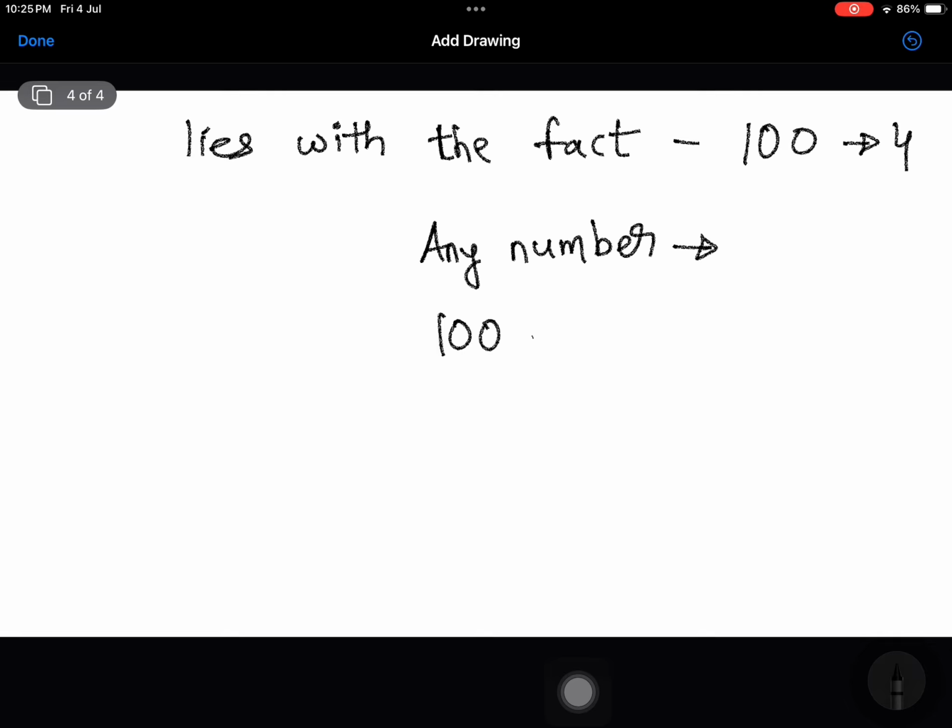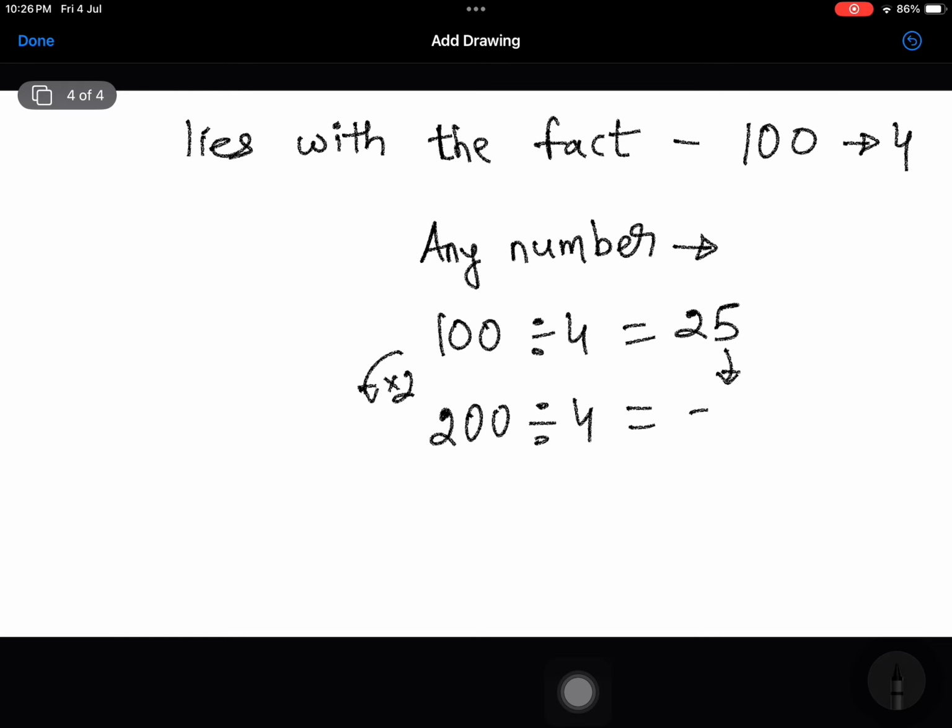What I mean is, 100 divided by 4, we got how much? We got 25 as the answer. So what about a multiple? 200. 200 is a multiple by how much? By twice. So 100 into 2 gets us to 200. Now 200 divided by 4 will obviously be twice this. So that is 50. So 50 into 4 gives us 200.